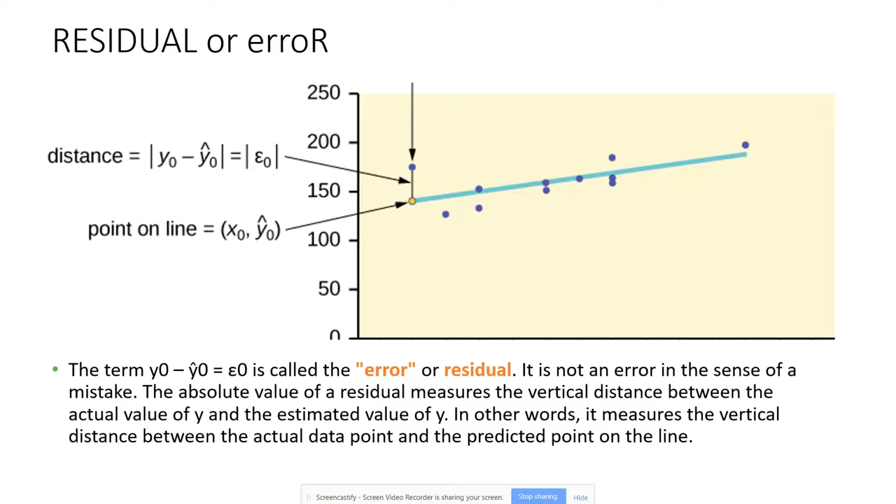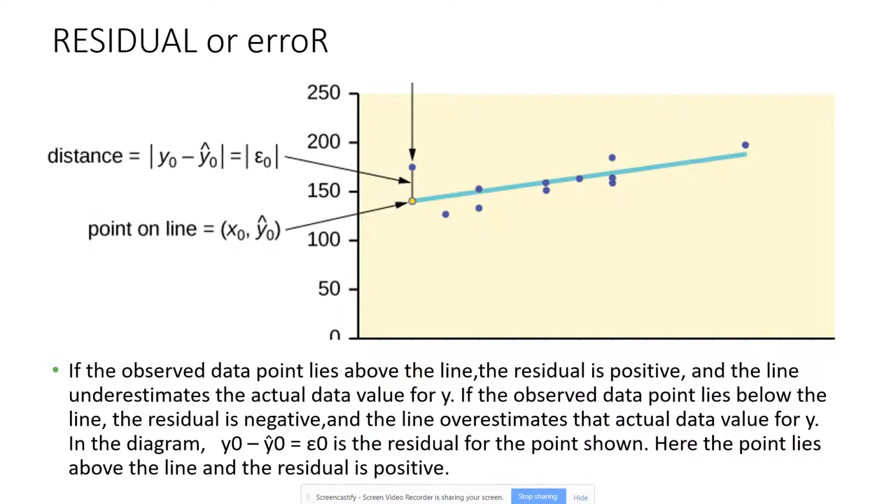It's not an error in the sense of, oh, I did something wrong. In statistics, we talk about the error of what we're not accounting for. The absolute value of a residual measures the vertical distance between the actual value of y and the estimated value of y. That is the distance between my predicted and my actual. In other words, it's the vertical distance between the actual data value and what I'm predicting.